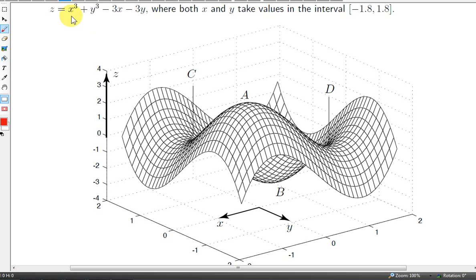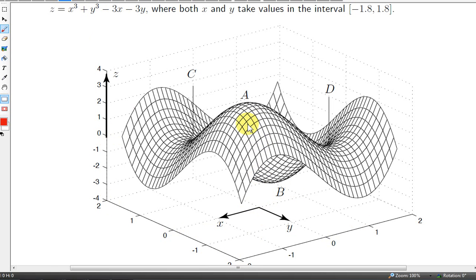Here we have a graph of the function z equals x cubed plus y cubed minus 3x minus 3y. You can see that the axes are oriented a bit differently here from what you're used to seeing. The negative y-axis is along here actually, and the negative x-axis is along here. So positive x and y is back here. The origin is a point that's actually 4 units above this point. You can see z equals 0 here, so the origin is somewhere in here.